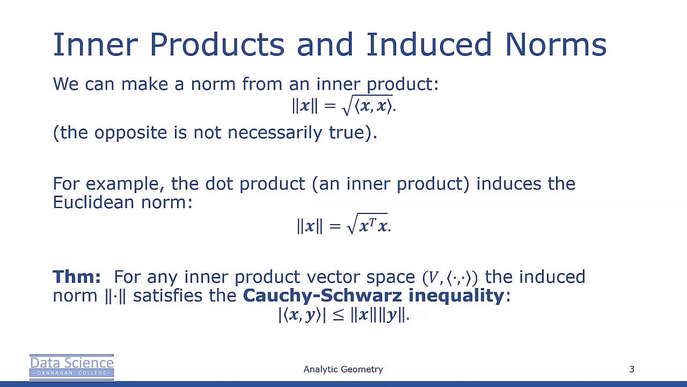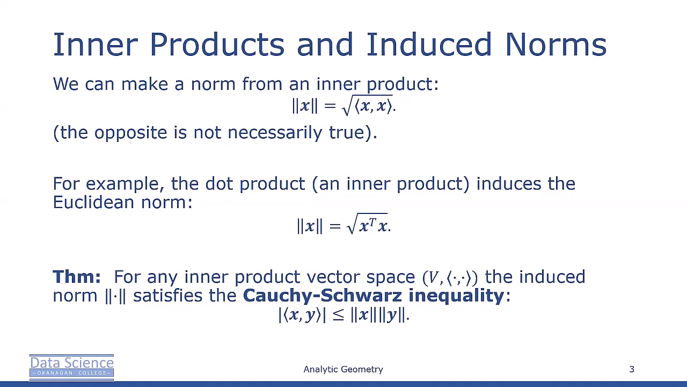Calculated in the sense that any inner product induces a norm, simply by taking the norm of x to be the square root of the inner product of x with itself. This is a fairly natural thing to do, and we can use this to compute lengths of vectors. For example, the dot product, which is an inner product, induces the Euclidean norm. That is, the norm of x is equal to the root of x transpose x.